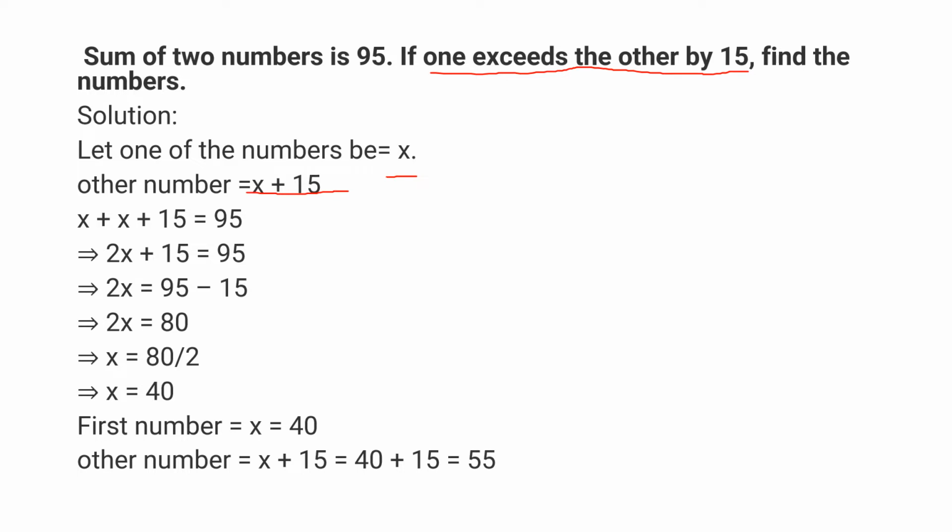And as per the question, they are saying the sum should be 95. So we have written x plus x plus 15 is equal to 95. Solving this, we get x as 40, which in turn gives the first number as 40 and the second number as 55, which is nothing but 40 plus 15.